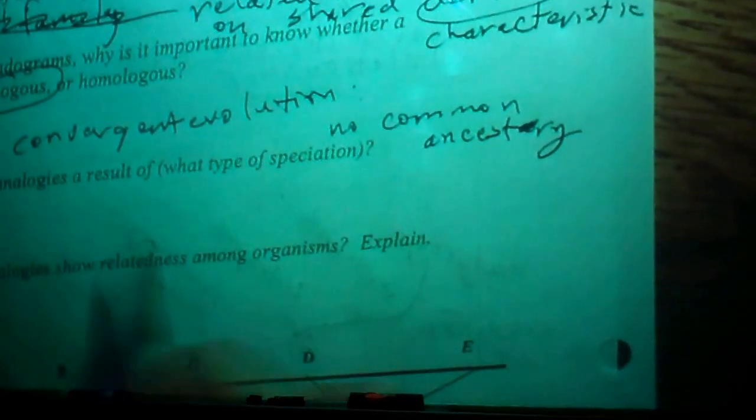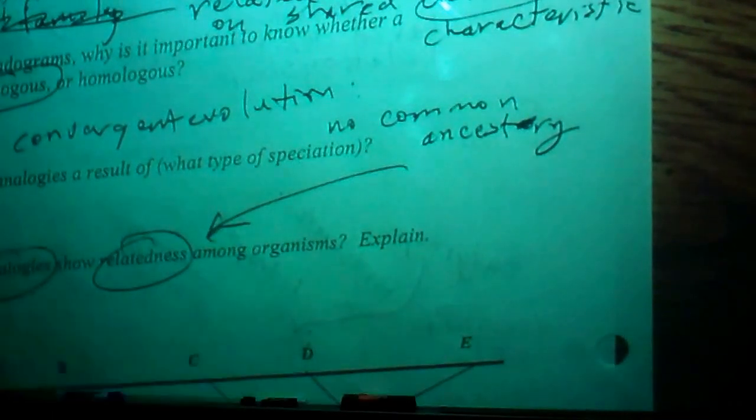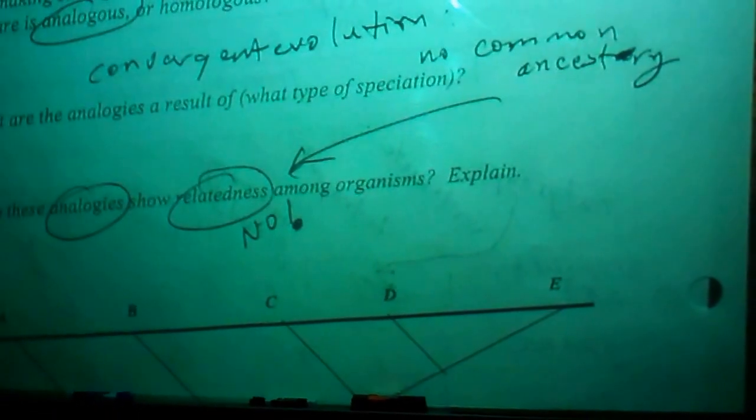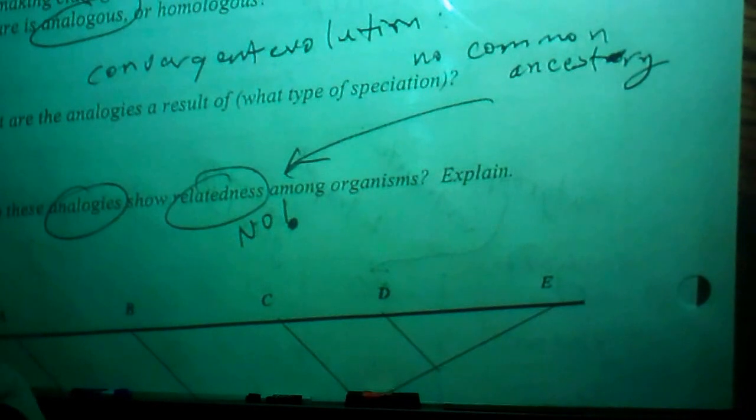But that's because there's no common ancestry. Therefore, when they ask about relatedness, do these analogies relate to analogous structures? Do these analogies show relatedness? And that's a big no. All right? Analogous structures are also referred to as analogies. So it's kind of just a different way of saying an analogous structure.